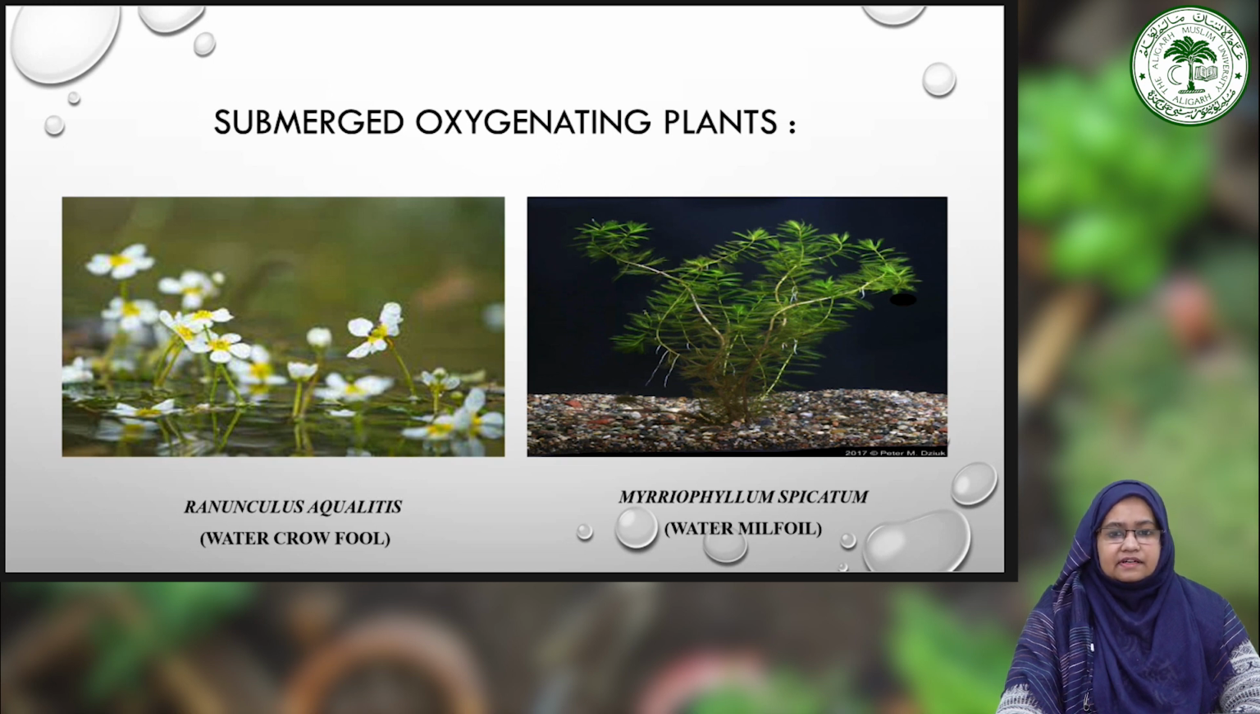The examples shown in these images are Ranunculus aquatilis, which can grow in a submerged condition and provide oxygen to other organisms. And the next plant shown in the current image is Myriophyllum spicatum, which is also known as the water milfoil. These grow best in submerged condition and provide oxygen to the plants.